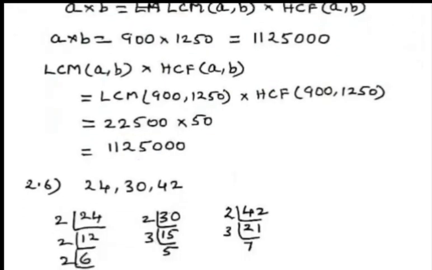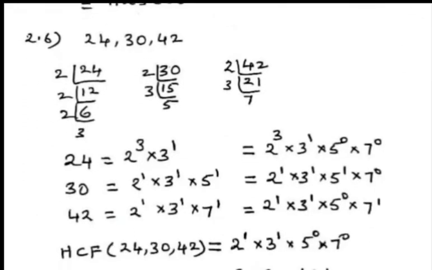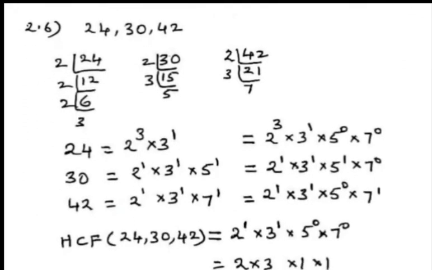Now we consider the problem where, given three numbers, we have to find LCM and HCF of the three numbers using the prime factorization method. Using this prime factorization method, we have to find the prime factors for 24, 30 and 42. We note down the prime factors.